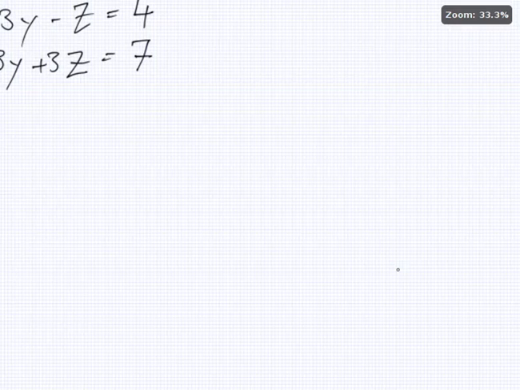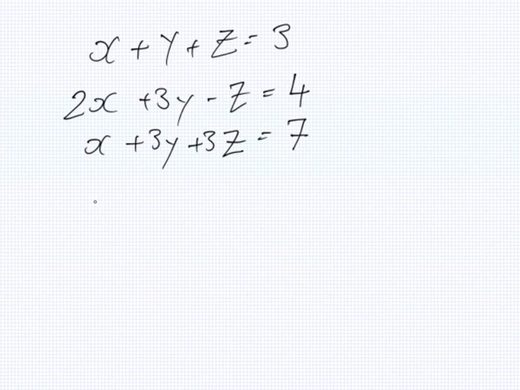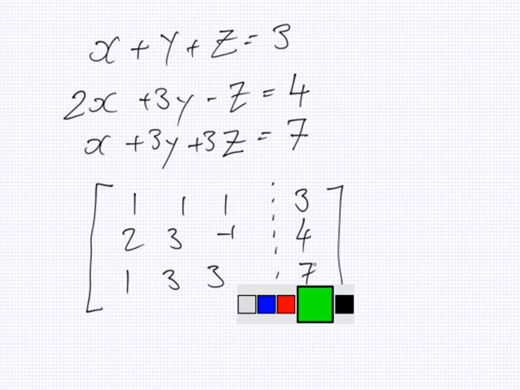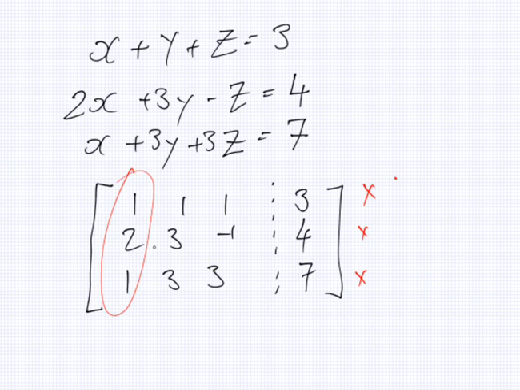The first rule is you can multiply a row by any number which is not 0. Don't multiply by 0. And the second rule: you can multiply or divide, and you can add or subtract rows. That's the 2 rules. So let's go back.